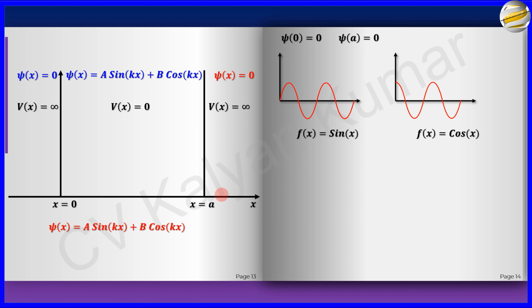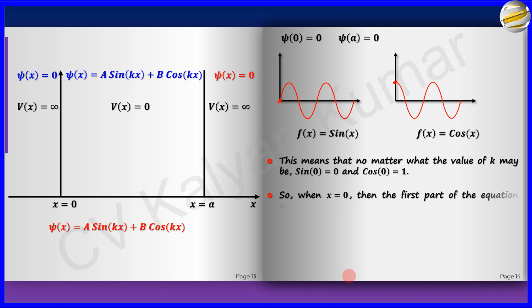Now, this means that no matter what the value of k may be, sin 0 will be 0. Remember, it doesn't matter what k is. Sin 0 will be 0 and cos 0 will always be 1. Remember that. So, when x is 0, let's look at it very slowly. When x is 0, the first part of the equation will automatically be 0, because sine will be 0 no matter what k is. So this term becomes 0, and you're only left with this.